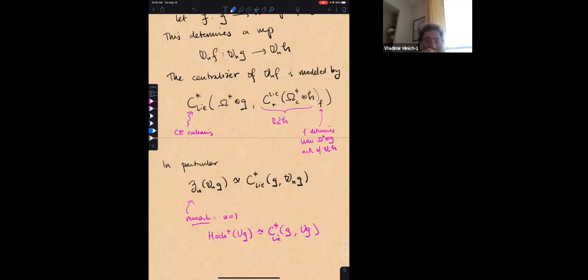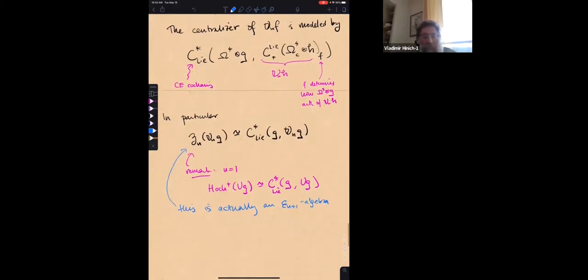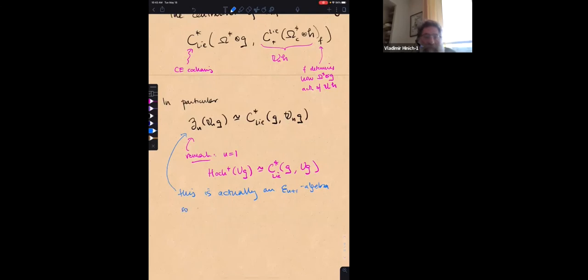So this is actually an E_{n+1} algebra. This is part of the Deligne conjecture package. So we get, if you'd like, a Swiss cheese pair of the center and the enveloping algebra.